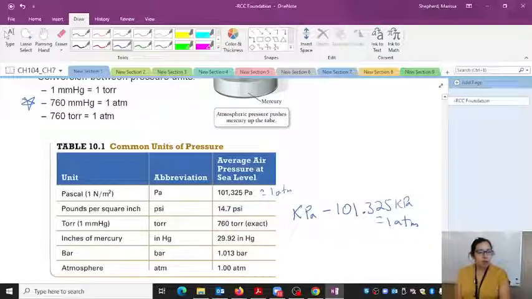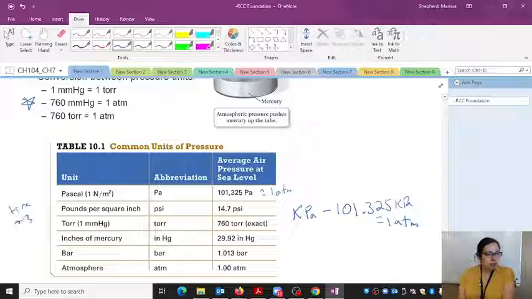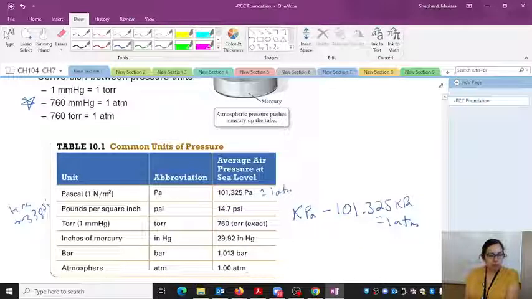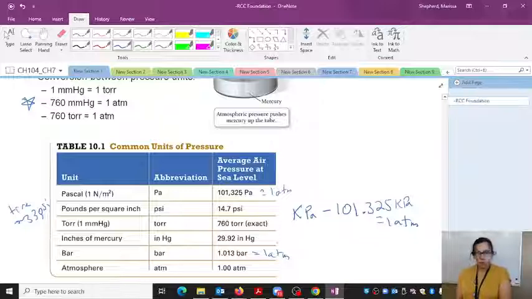And then we have pounds per square inch. You might see this on your tires. Typical tire pressure is around 33 psi or so, at least for a car. And then, like we mentioned, we have torr, so 760 torr, 29.92 inches. You may also see bar if you look at your local weather station. So 1.013 bar is equal to 1 atm. And then, of course, atm.